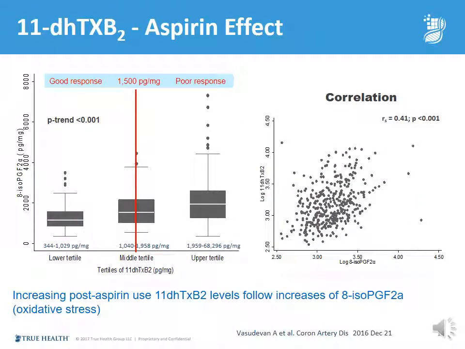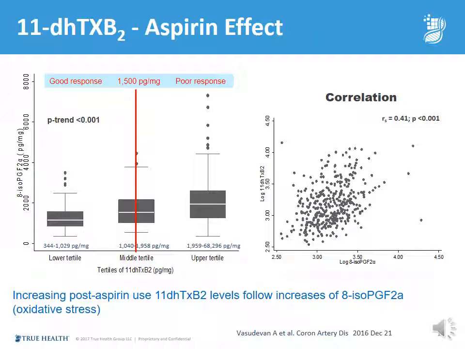This slide demonstrates that in patients taking aspirin, urinary 11-dehydrothromboxane B2 results correlate with the F2 isoprostanes. You see 3 bars. In the middle is the normal AspirinWorks patients. In the middle would be the gray zone, and on the right would be very elevated levels.